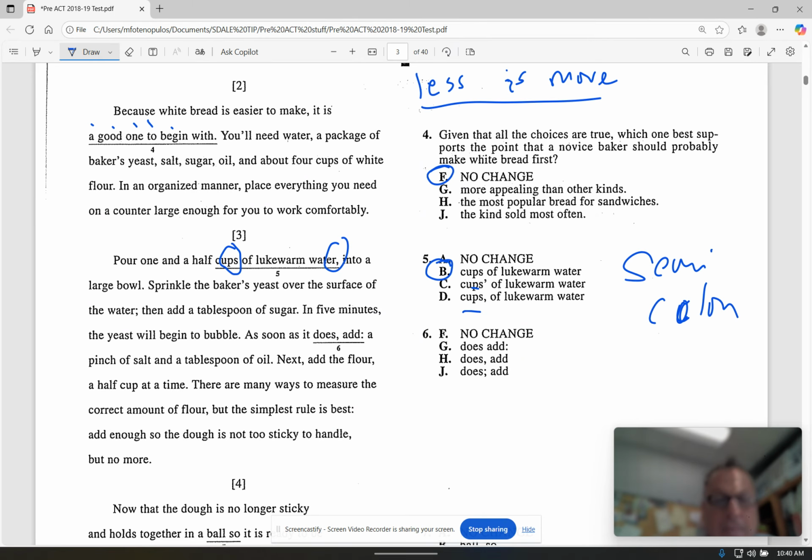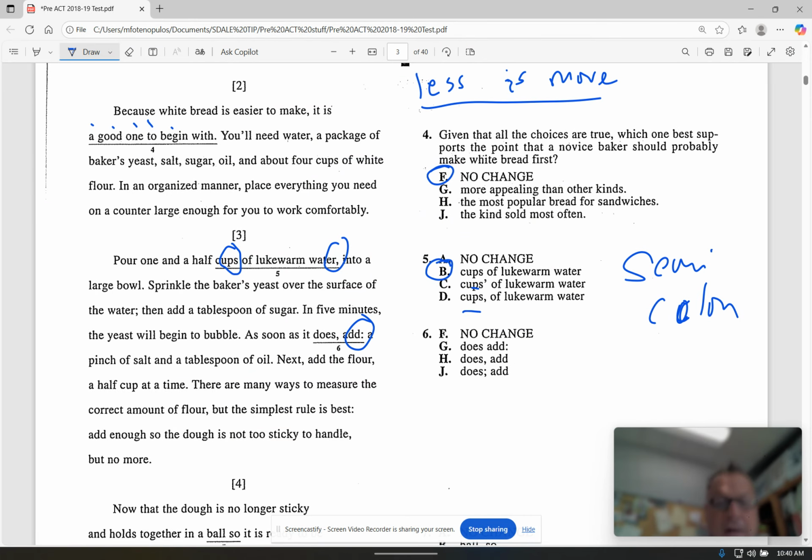Okay. Sprinkle the baker's yeast over the surface of the water, then add a tablespoon of sugar. In 5 minutes, comma, the yeast will begin to bubble. As soon as it does, comma, add a pinch of salt and a tablespoon of oil. Here they're giving you a colon to deal with. I don't think you need that colon there as much as you just need the comma. As soon as it does, comma, add a pinch of salt. When do I add a pinch of salt? See, that's a good sentence.